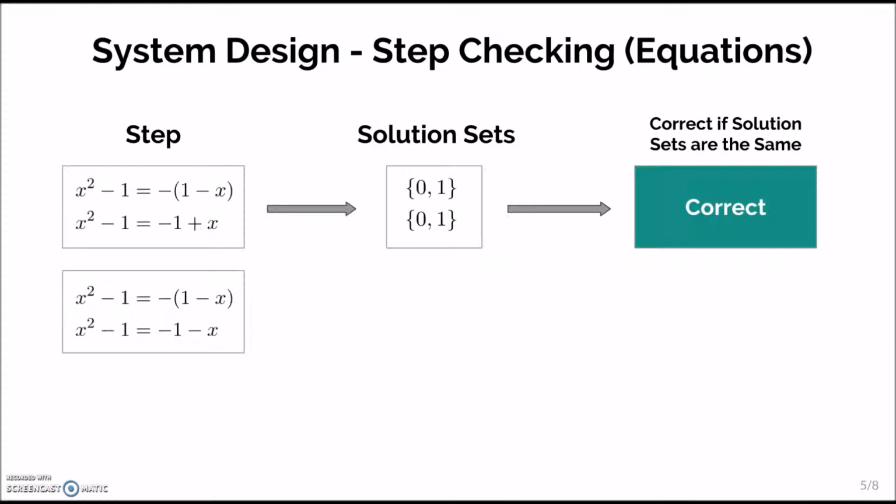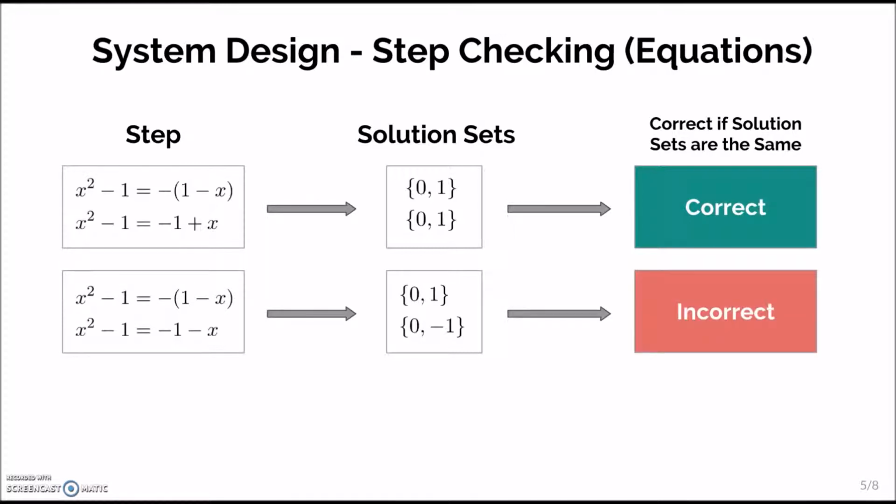time the student forgets to distribute the negative sign to the x on the right-hand side. So instead of plus x like we should have, we have minus x. When CheckMySteps computes the solution sets, it finds that the solution set of the first equation is still 0, 1, but the solution set of the second equation is now 0, negative 1. And since these solution sets are not exactly the same, it labels the step as incorrect.